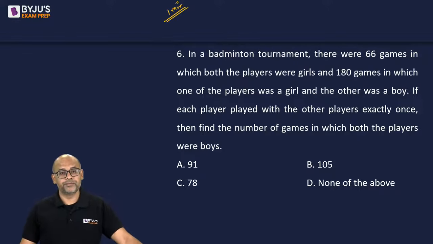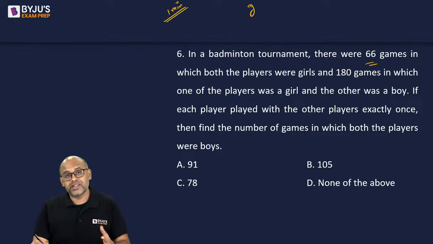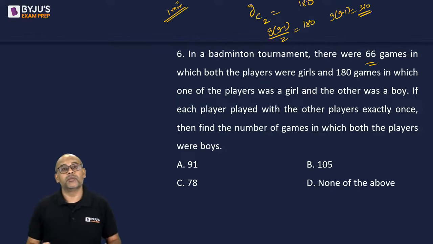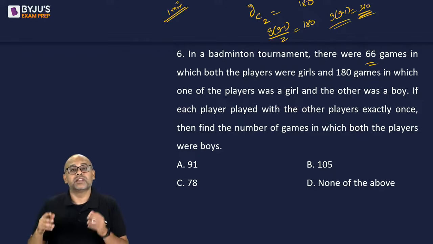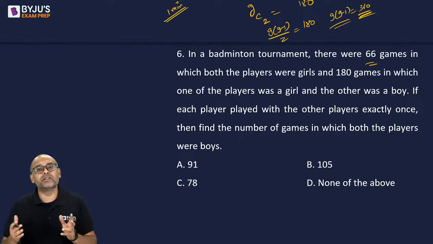Any answers, anyone? Let's take a look at it. There are 66 games in which both players were girls. So remember, if there are totally G number of girls, then the number of games is like calculating the number of handshakes. So GC2 should be equal to 66, or G into G minus 1 by 2 should be equal to 66, or G into G minus 1 should be equal to 132. So basically, you're getting a quadratic equation. But don't waste your time. Split this number into two numbers such that the product is 132 and they are consecutive.